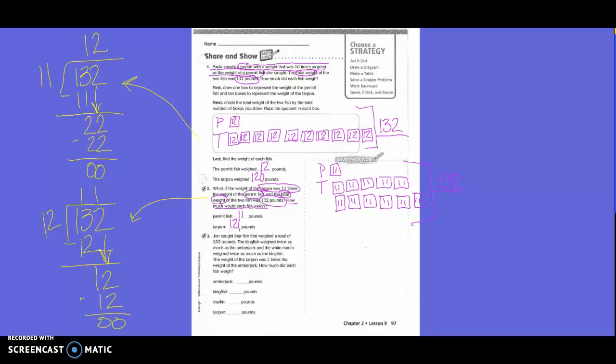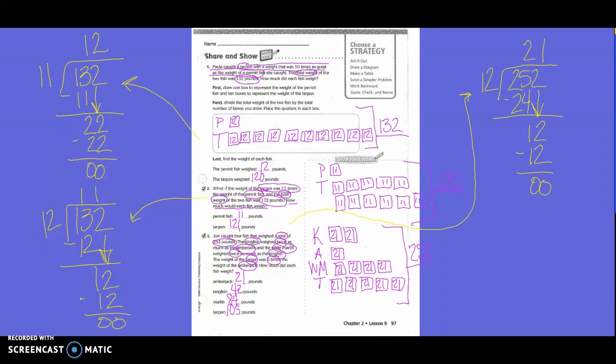John caught 4 fish that weighed a total of 252 pounds. So total 252 pounds. The kingfish weighed twice as much as the amberjack. So kingfish twice as much as the amberjack, and the white marlin. The white marlin weighed twice as much as the kingfish. The weight of the tarpon was 5 times the weight of the amberjack. How much did each fish weigh?